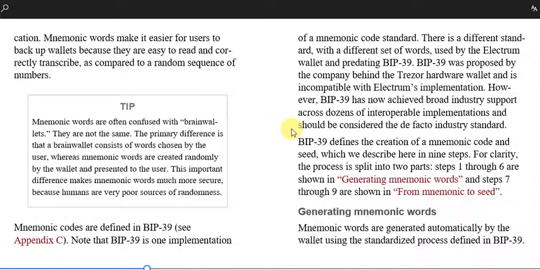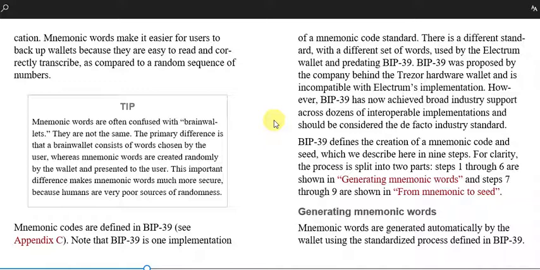Note that BIP 39 is one implementation of a mnemonic code standard. There is a different standard, with a different set of words, used by the Electrum wallet and predating BIP 39. BIP 39 was proposed by the company behind the Trezor hardware wallet and is incompatible with Electrum's implementation. However, BIP 39 has now achieved broad industry support across dozens of interoperable implementations and should be considered the de facto industry standard.